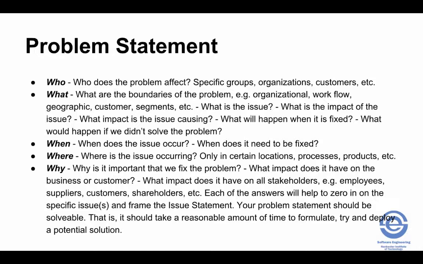When does the issue occur? And when does it need to be fixed? So does it occur all the time? Does it only occur in specific situations? Maybe environmental situations or time situations. So you'd be defining when the problem is occurring. So for the where, it's where is the issue occurring? Does it take place only on certain devices? Does it take place in only certain languages? Maybe does it take place in certain countries, I guess, but where is it occurring?